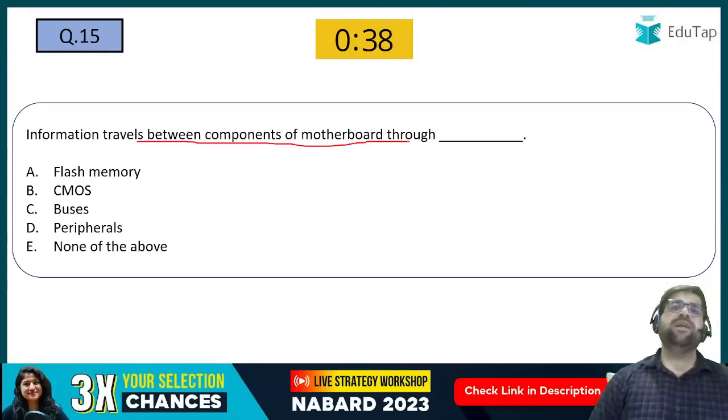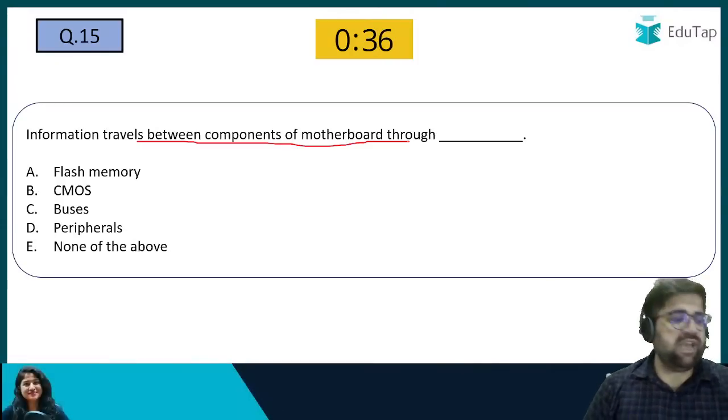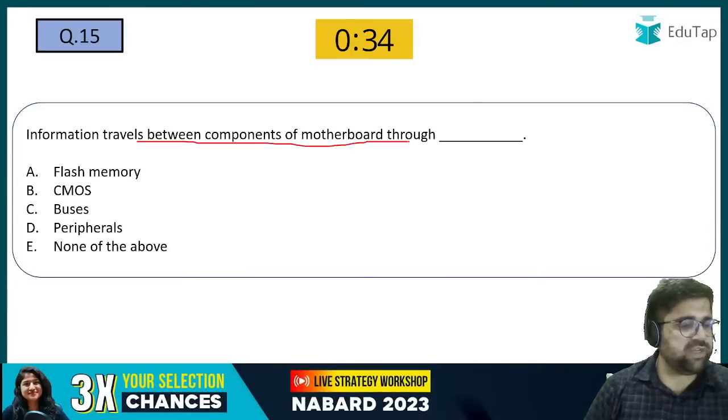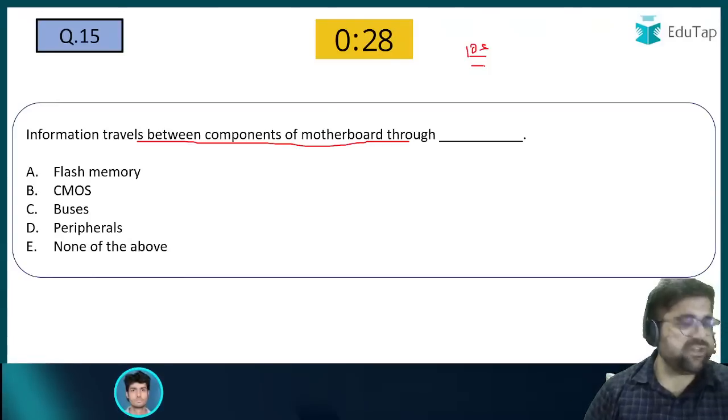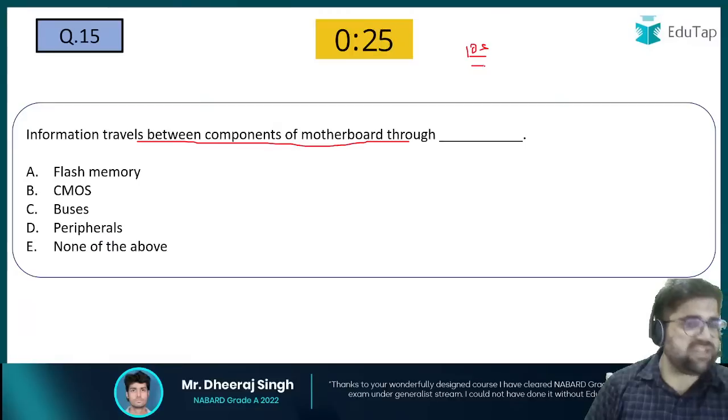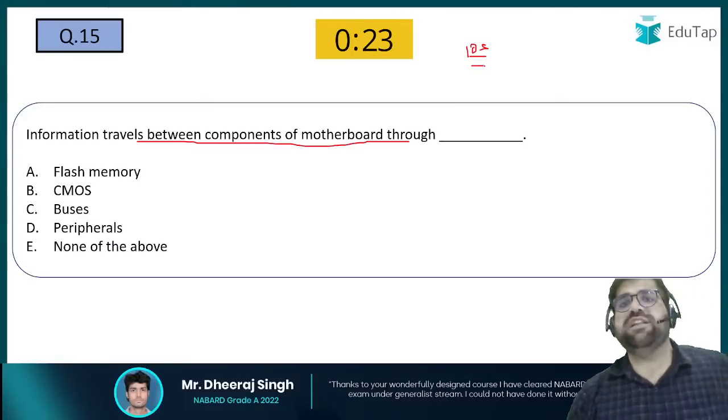ALU will do all the arithmetical operations for the computer, like plus, minus, comparing of numbers, so on and so forth. We have 105 questions, my friend. Till now we have solved 15 questions. Question number 15: information travels between components of motherboard.